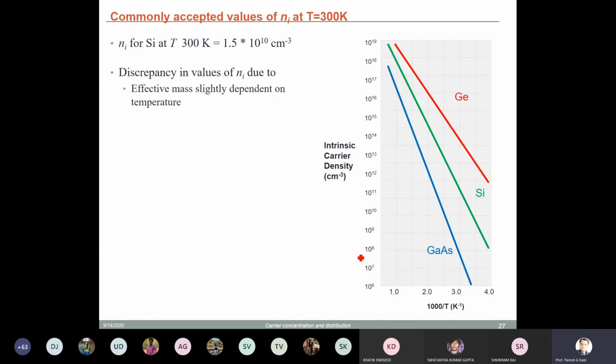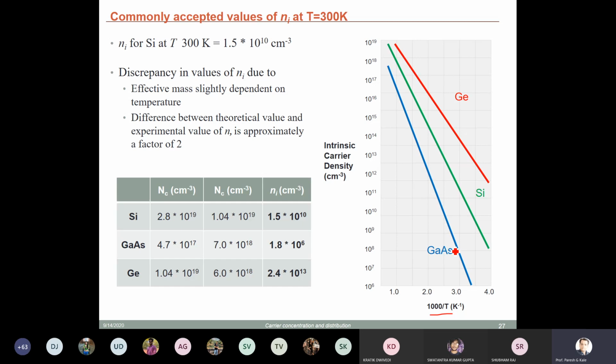If you try to plot this, you can see that the x-axis is temperature dependent. So Ni goes on changing as you increase the temperature, and for Si the Ni is higher compared to gallium arsenide. Another discrepancy arises because of the approximation values, and that difference could be up to 2. So these are the actual values if we can calculate at 300.